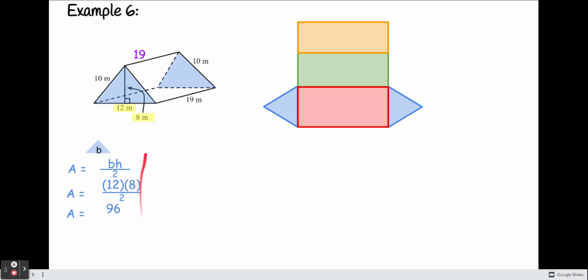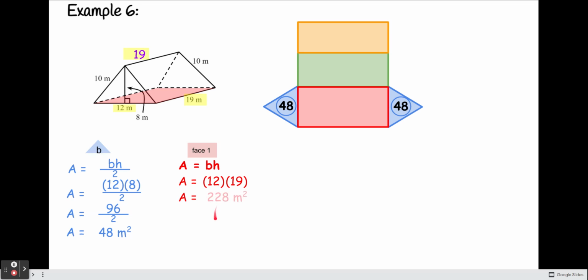And we get 96. Divide that by 2, and then you get 48. Mistake right there. So 12 times 8 divided by 2 is 48. So we're going to write that in the bases. Let's look at the bottom. The bottom looks like a rectangle with a base of 12 and a height of 19. We are going to get 228 once we multiply that out.